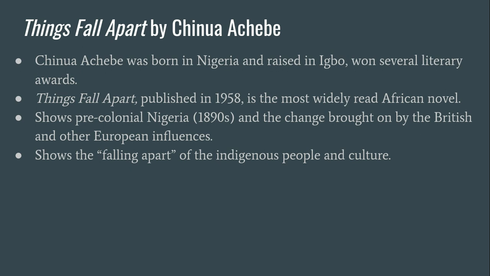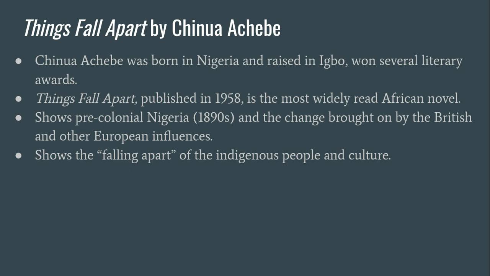In our novel, it shows the falling apart of their people and their culture, which again was brought on by the British, by that European influence. So the idea of things falling apart is because their culture was falling apart; they were becoming more Western and more influenced by the white man coming into their world.